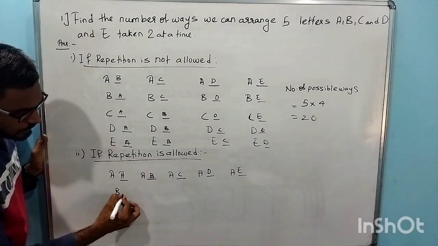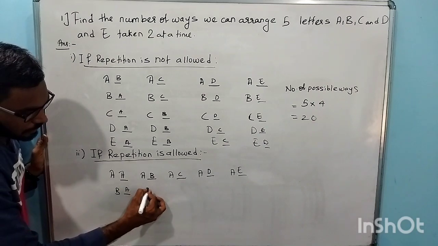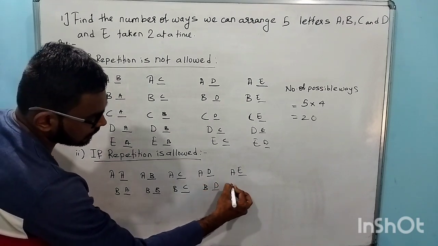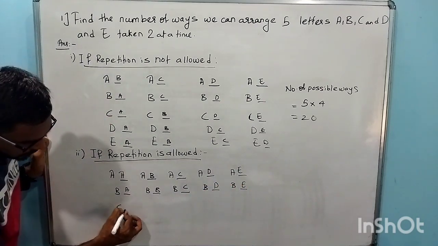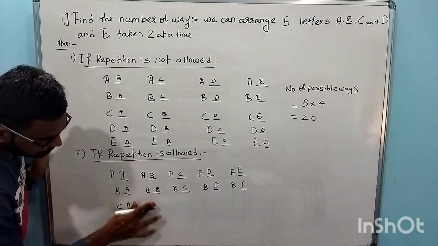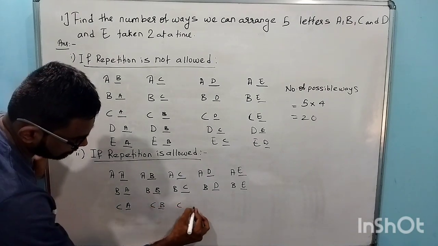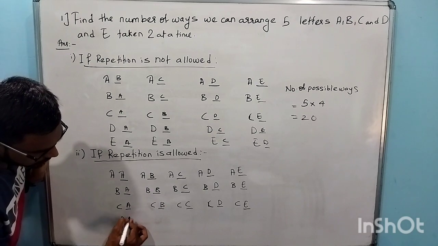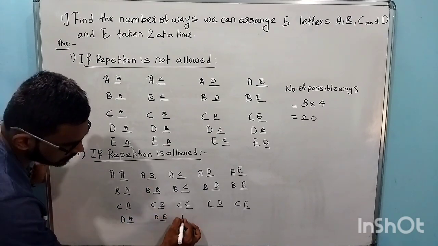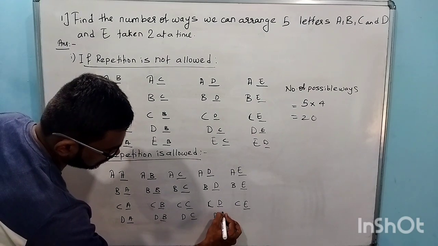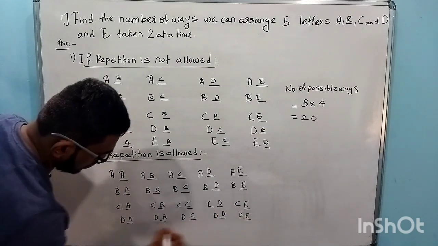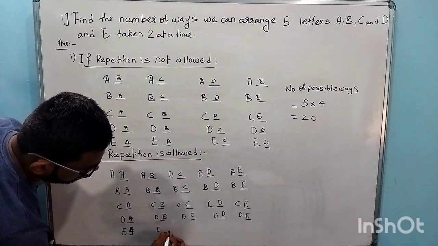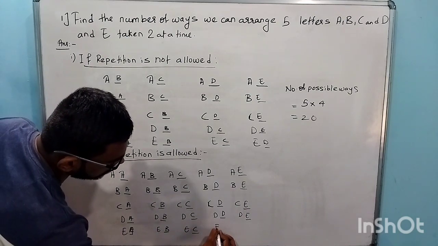If first place is B, then also 5 ways are there. If first place is C, then also 5 ways. And if first place is D, then also 5 ways. If first place is E, then also 5 ways: EA, EB, EC, ED and EE.